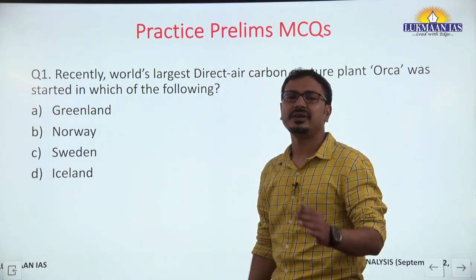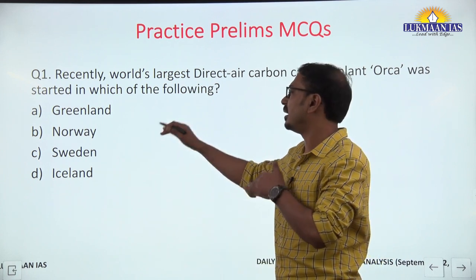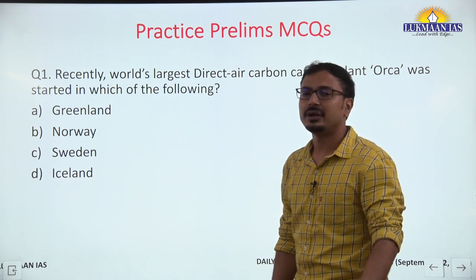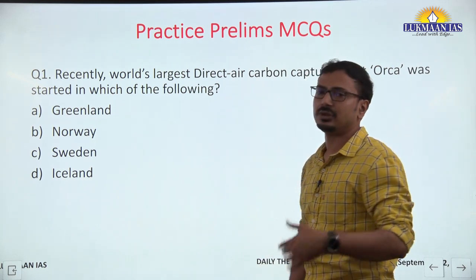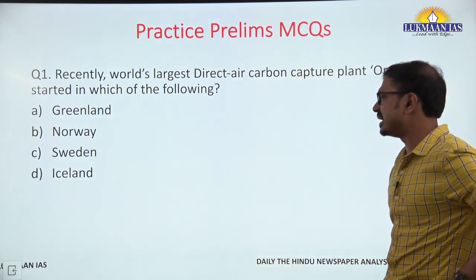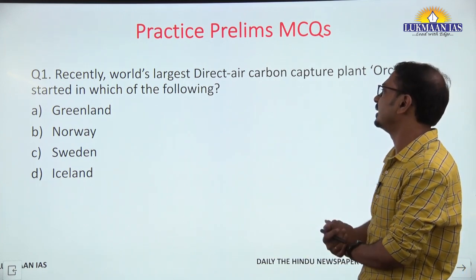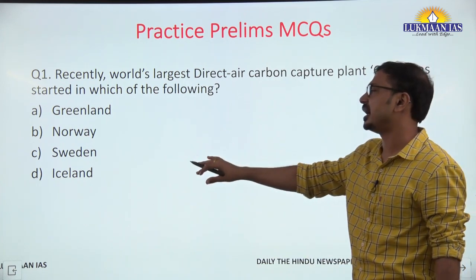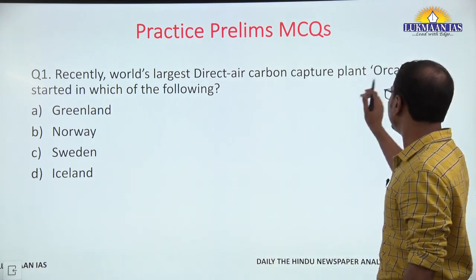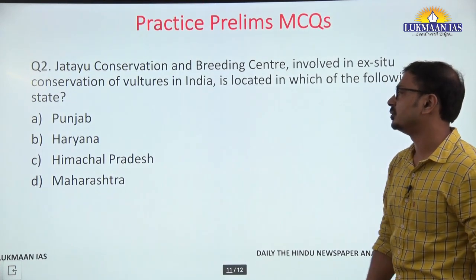If you do not have the exact information, you may get this wrong, because all of them are Scandinavian or West European countries, which are more focused on climate change mitigation and adaptation plans. So Iceland is the correct answer. There can be a reverse question, like they can say that one such plant is established in Iceland and ask which of the following is the name of the plant. So remember the name Orca means energy.